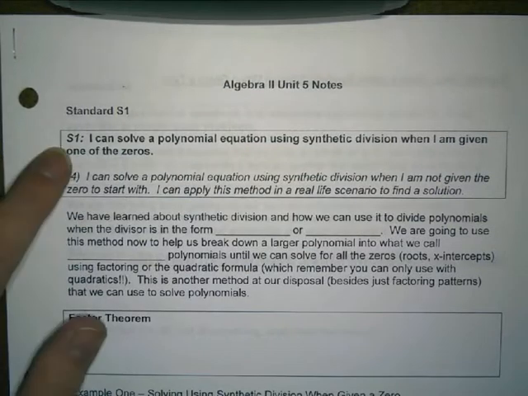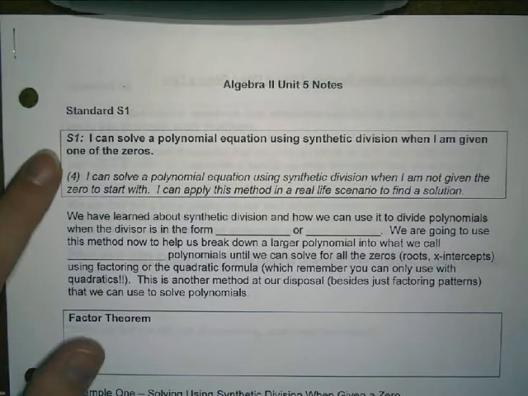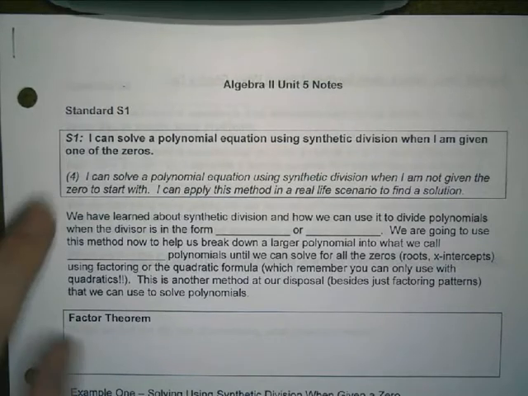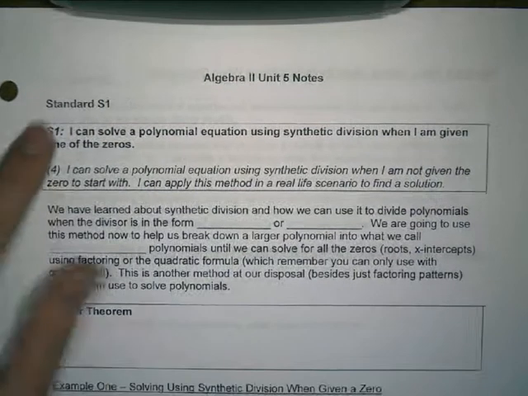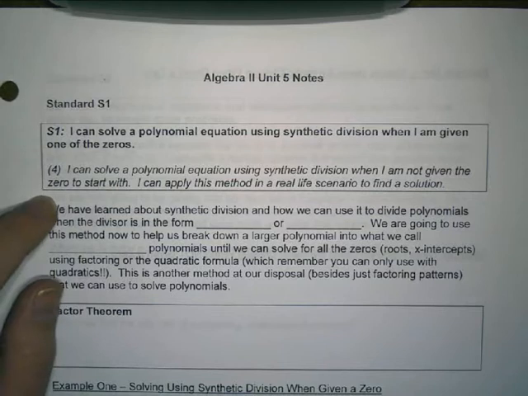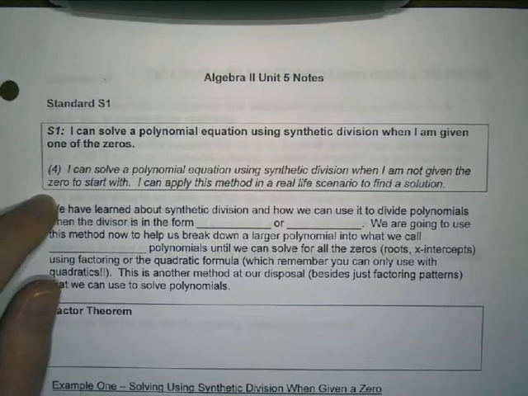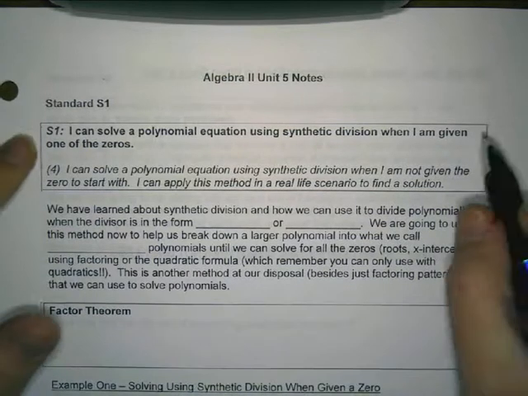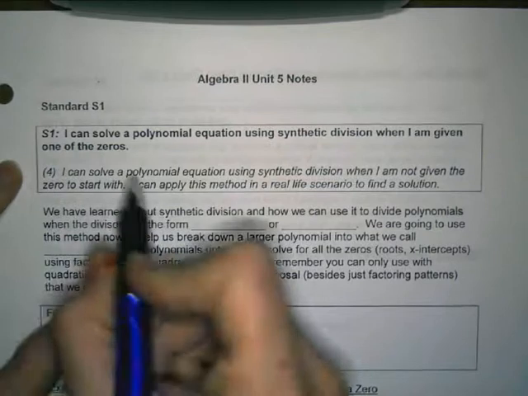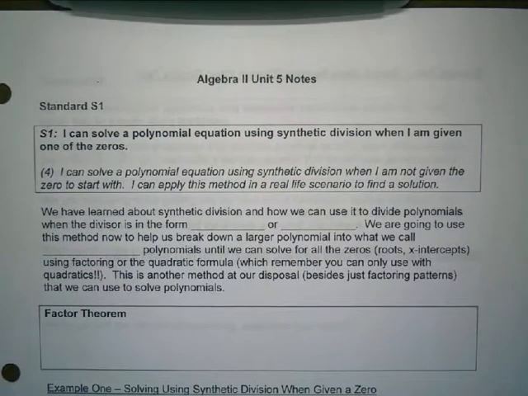If you can meet this standard, you'll get a 3, because that means you're proficient. To get a 4, you have to show me you can do a little bit more than just the standard, which we will still practice. The extension is that you can solve a polynomial equation using synthetic division when you're not given the zero to start with, and you can apply this method in a real-life scenario to find a solution. If you can show me both of these, then you'll get a 4.